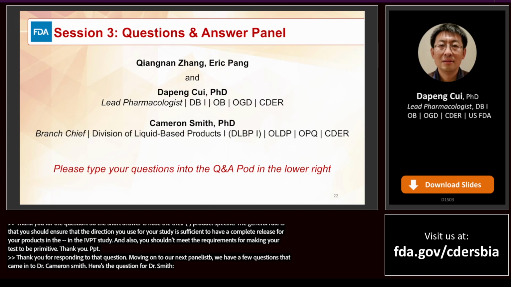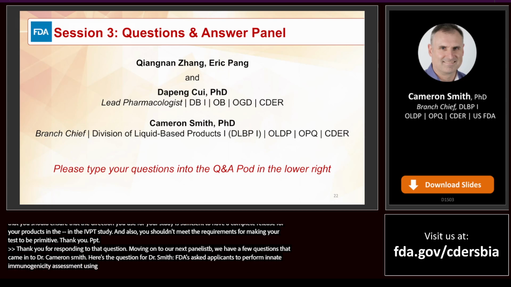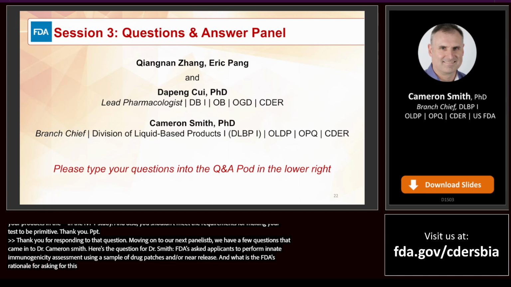FDA has asked applicants to perform innate immunogenicity assessments using a sample of drug product batches at or near release and at expiry. What is the FDA's rationale for asking for this to be done? Wouldn't the at expiry provide the worst case for testing?